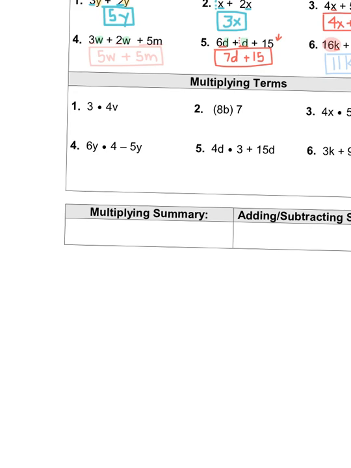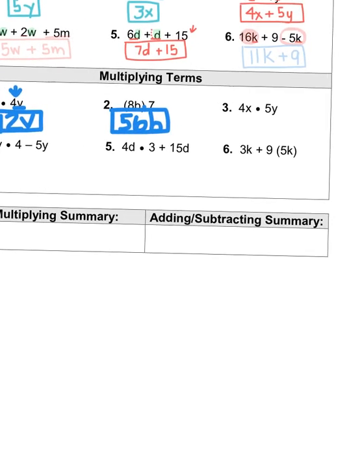When we're multiplying terms, we don't care if the terms are alike or not. We can multiply any terms. So when we have this 3 and 4v, we simply multiply the coefficients 3 and 4. That would give us 12, and then have a v. So the final answer would be 12 times v, or 12v. On number 2, this means multiply right here. So we have 8b times 7. We multiply the coefficients. 8 times 7 is 56. And so we have 56b. That is our final answer.